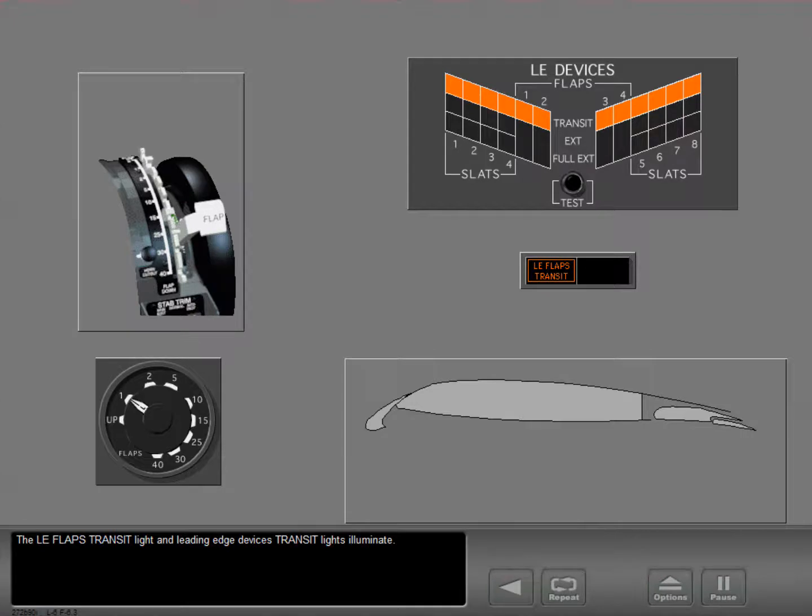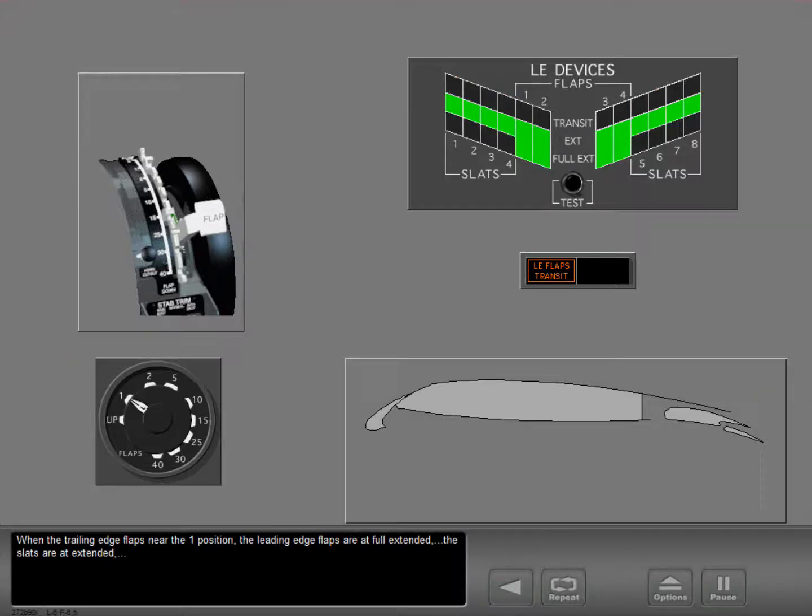The leading edge flaps transit light and leading edge devices transit lights illuminate. When the trailing edge flaps near the 1 position, the leading edge flaps are at full extended. The slats are at extended, and the leading edge flaps extended light illuminates.